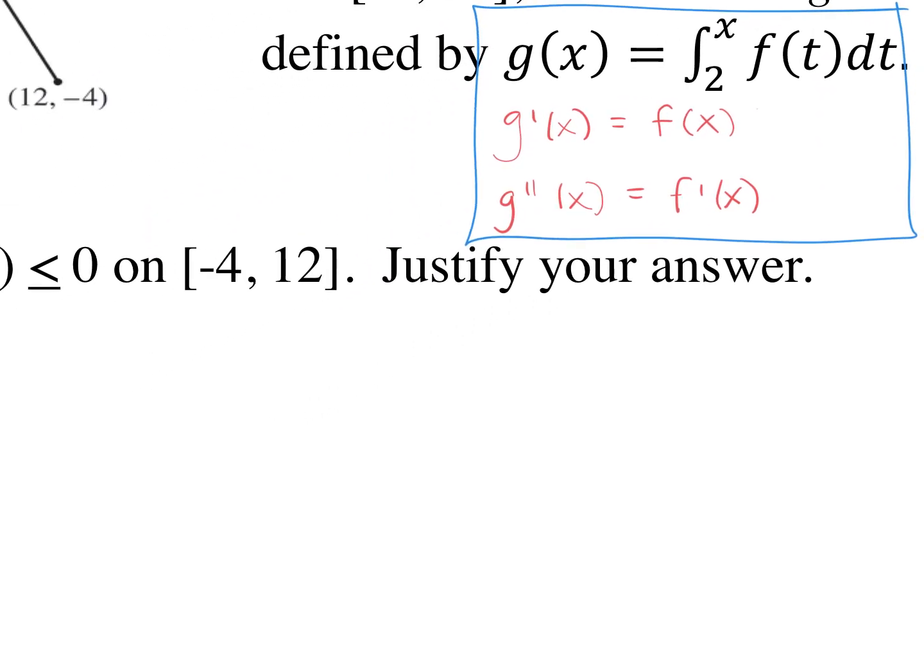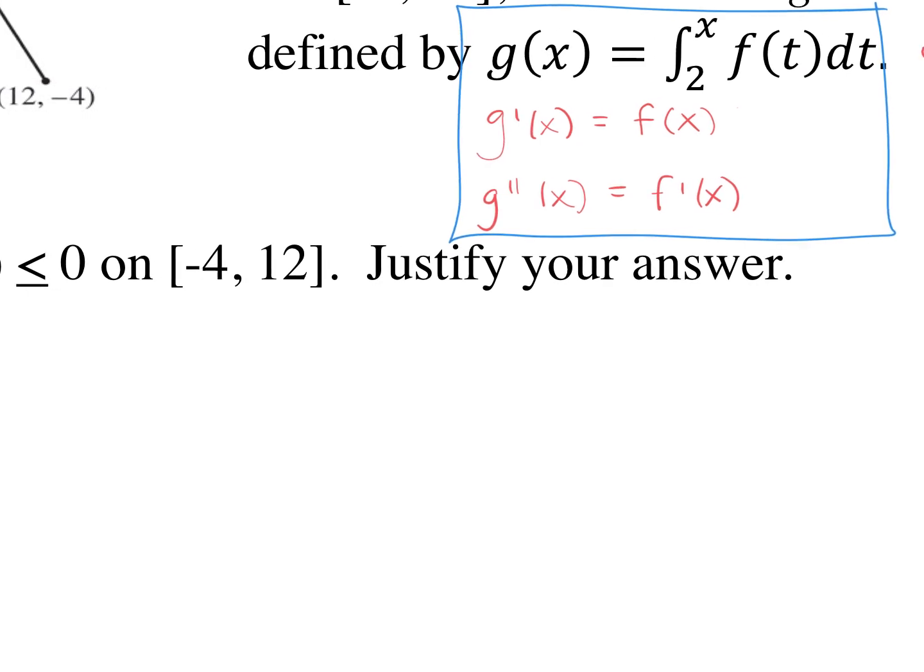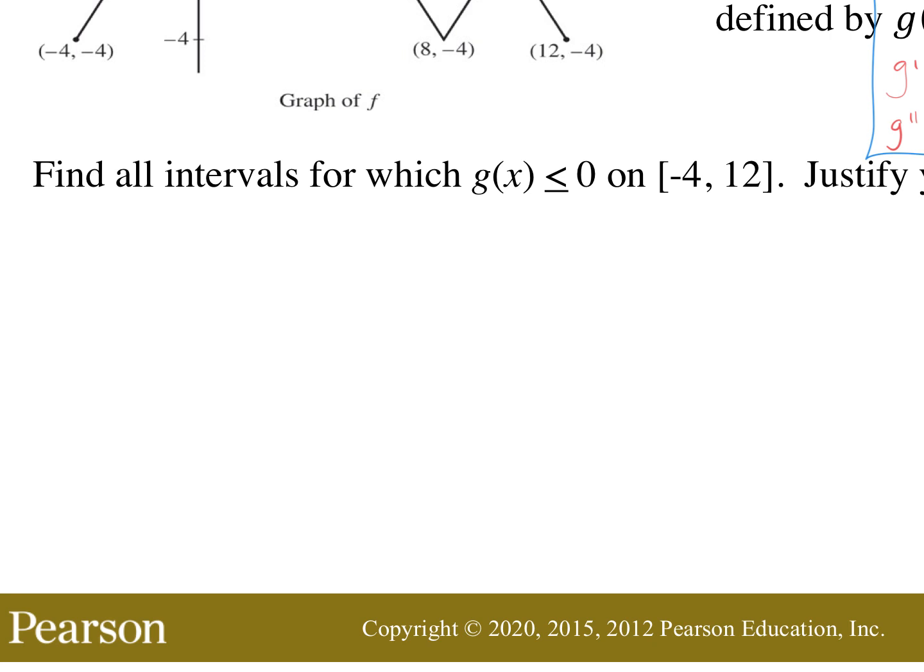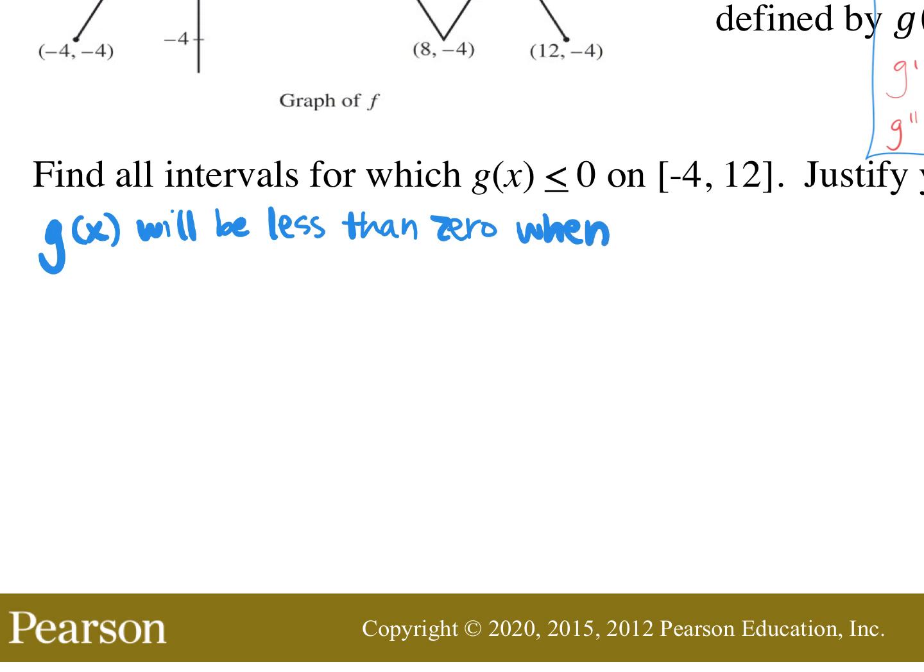Then I'm still not even going to look at the graph. I'm going to go to what the question was. Find all intervals for which G of x is less than 0 on this whole graph. All right, G of x will be less than 0 when? Well, when is anything less than 0?